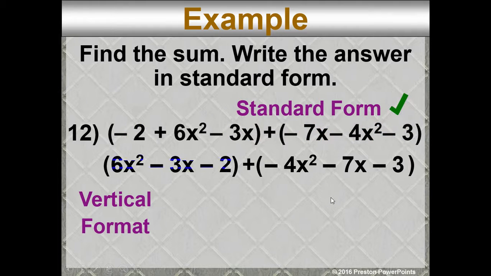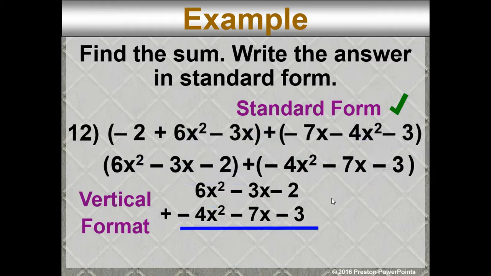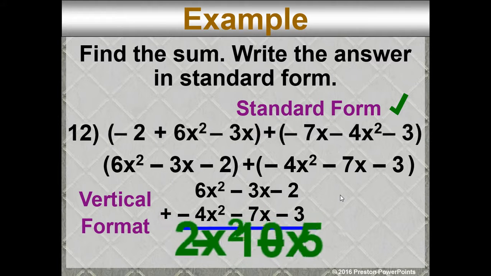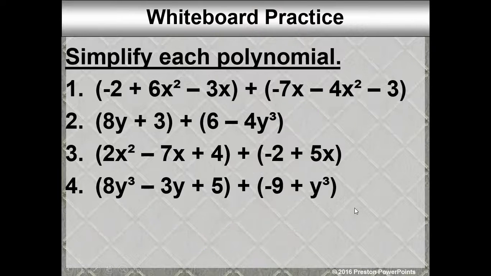We're going to put them in descending order, and then vertical. Put them in order from highest exponent to lowest, and add straight down. Add straight down. 6 plus negative 4 is 2. Negative 3 plus negative 7 is negative 10x. They're both x terms, and then negative 2 plus negative 3 is negative 5.